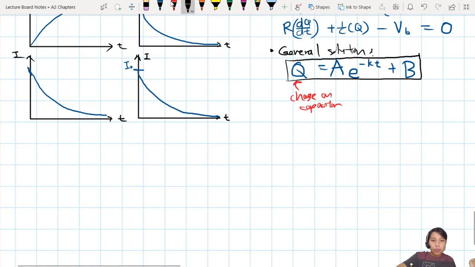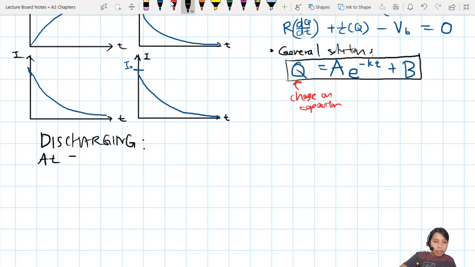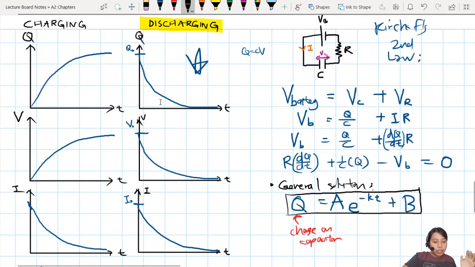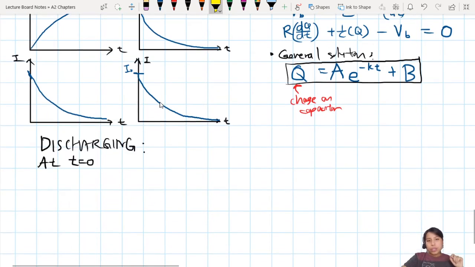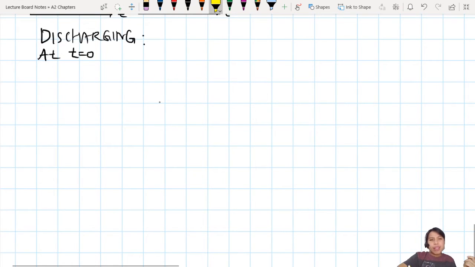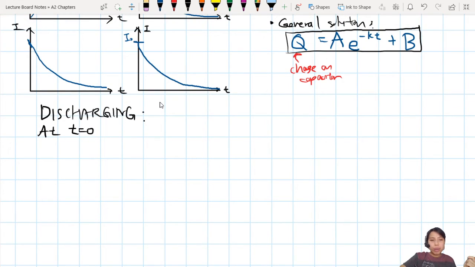So if you want to plug in for discharging, what happens at the beginning? What is the initial state? At t equals 0, at the beginning, if you look at the graph, you have some initial charge. The initial charge is Q0. You look at the graph, the intercept, Q0 right here. So that's one condition, but that one might be a little bit harder, we might not have enough information for that. So let's say the final condition.